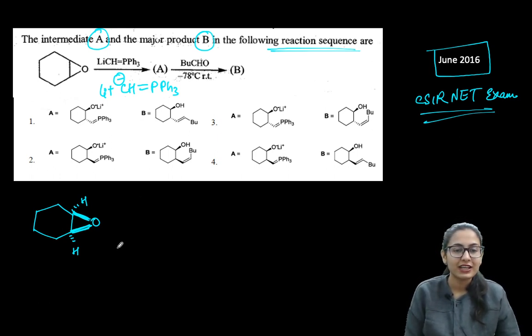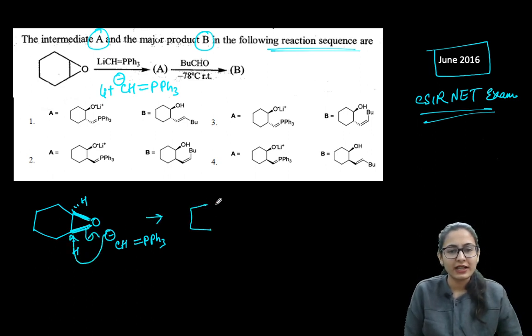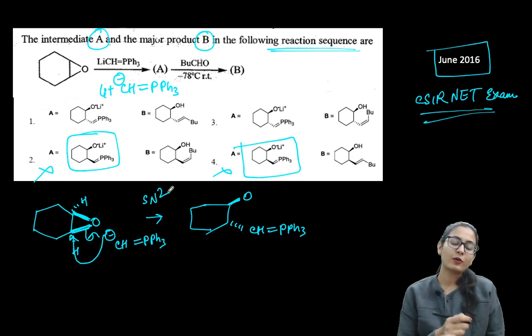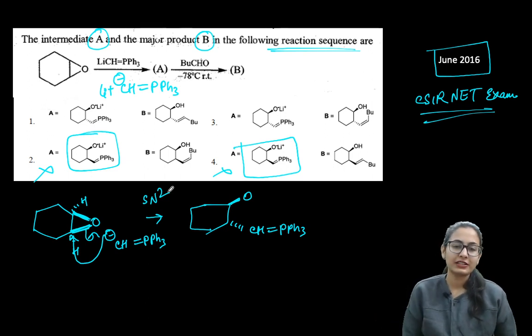Yes, that is correct. So first of all, it is going to attack from the opposite side and open up the epoxide. So guys, definitely you are having the epoxide opening like this. Alright, this is correct. And all of these intermediates which are having both of them on the same side are completely absurd, because the first reaction is just the epoxide opening from the opposite side, an SN2 reaction.